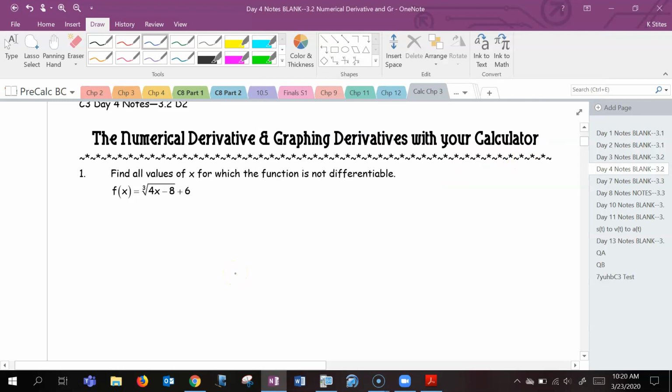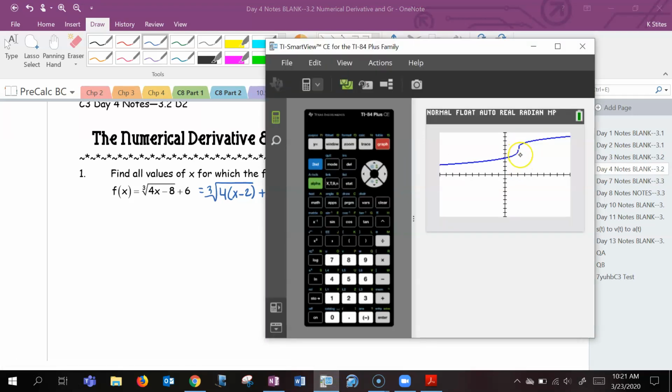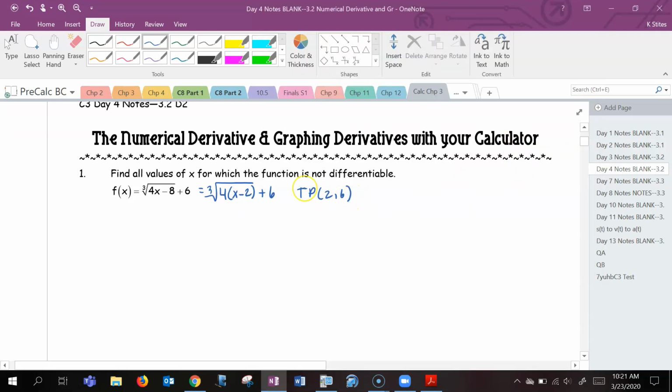Another way to determine what that turning point is without your calculator is just to pull out the 4 here. Okay, and so what this actually means is that the turning point is occurring at (2, 6). That is this location right here. So if you didn't have your calculator, you could figure that out by just factoring. So the location where we're not going to have differentiability is at x equals 2.